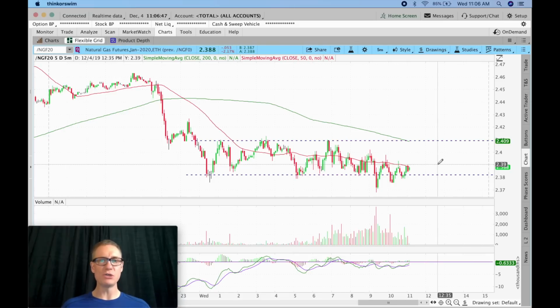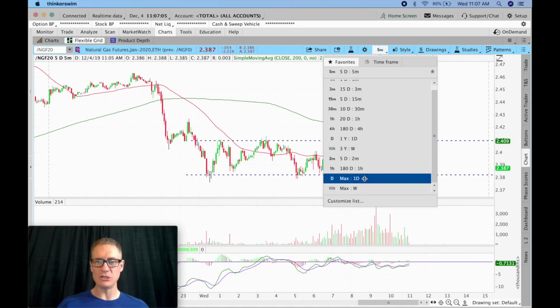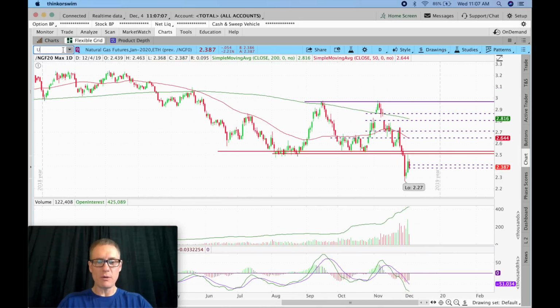I think there's some confusion in the market because of the heating degree days that were eliminated after the confusion about the cold weather not being supported. So let's go back to the daily chart real quick. And again, I just want to quickly touch on UGAZ.